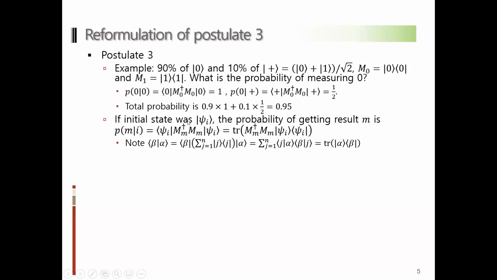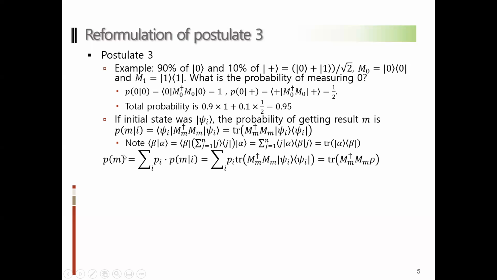To calculate the total probability, we should follow the same rule. So the total probability to measure value m should be calculated by multiplying the weight on each of these conditional probabilities. Now we have this expression for p of m. If I replace them, we know that the trace operation is a linear operation.